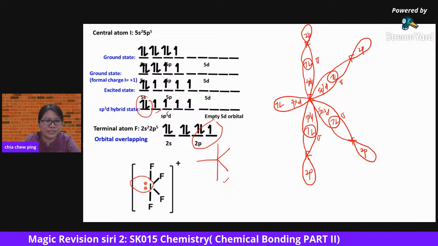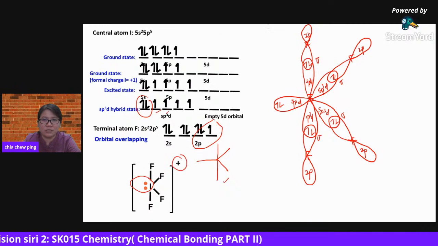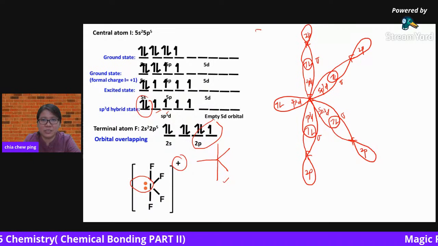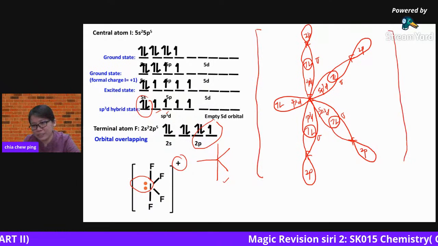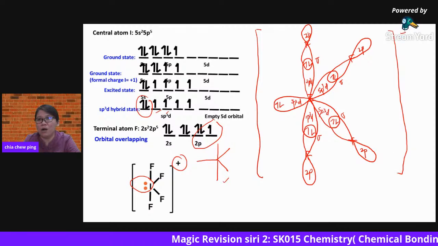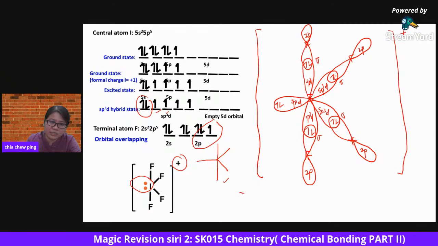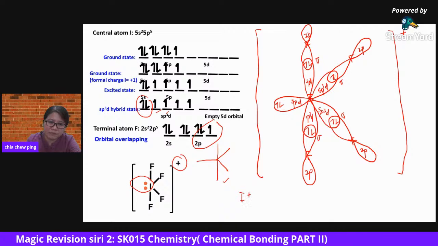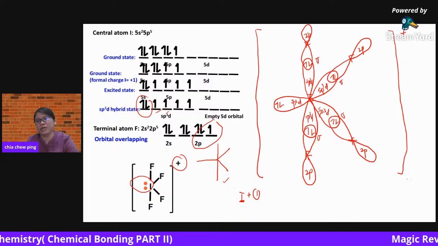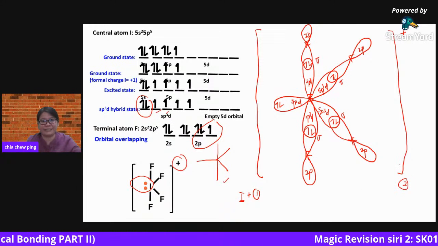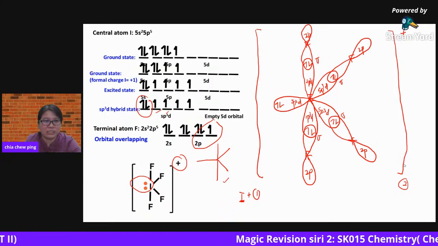Now, don't forget this has a charge. There are two ways to label the charge: you can bracket the orbital overlapping with a positive charge, or you can label the central I with the positive formal charge. So this is the two ways: the first way, or the second way where you bracket it. This is for the positive charge.